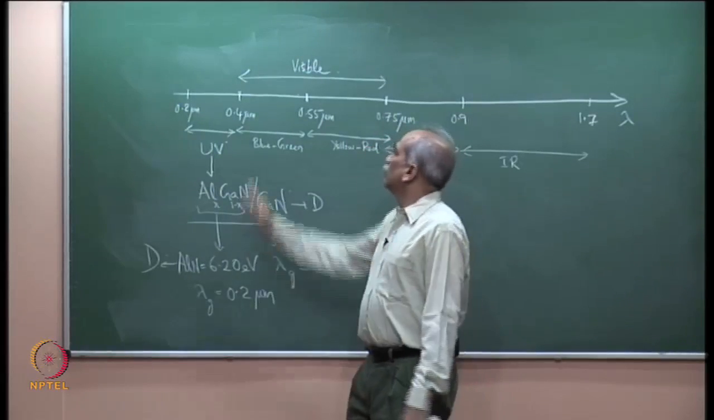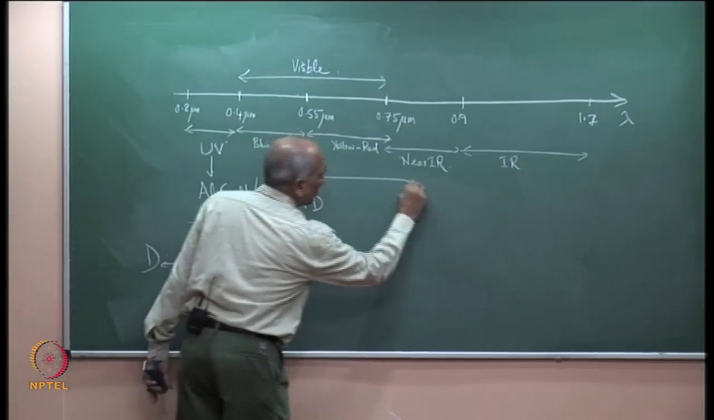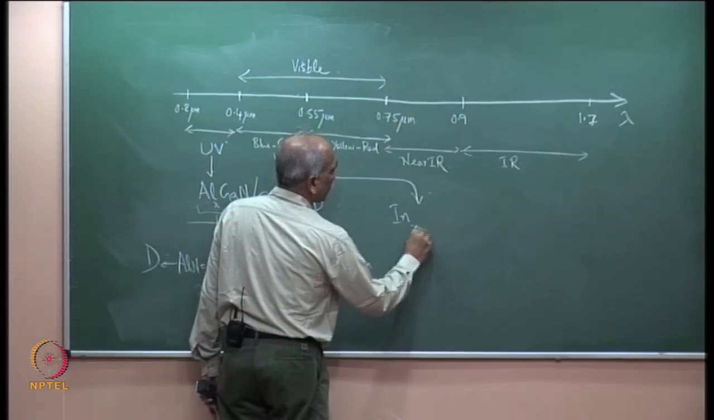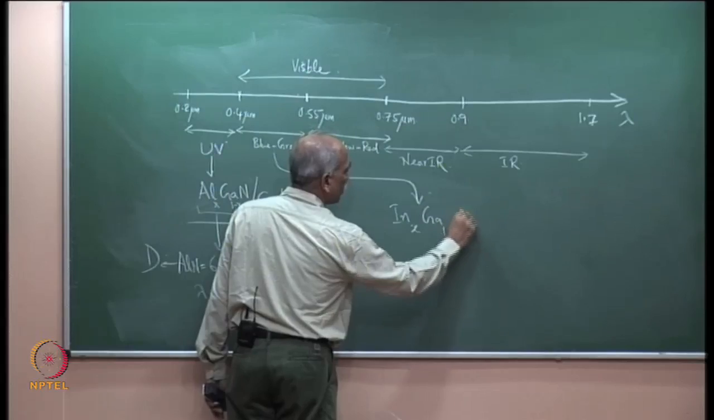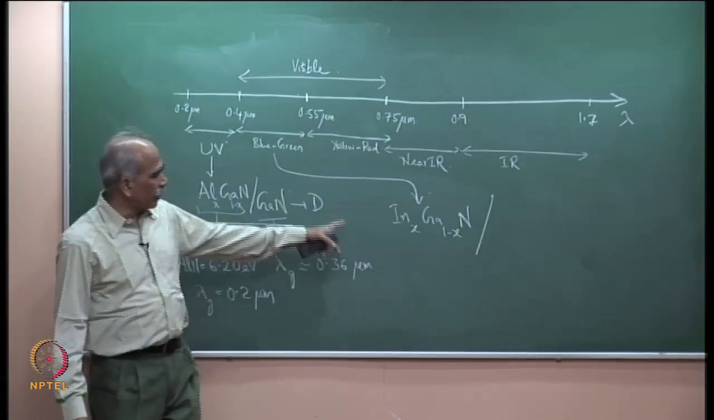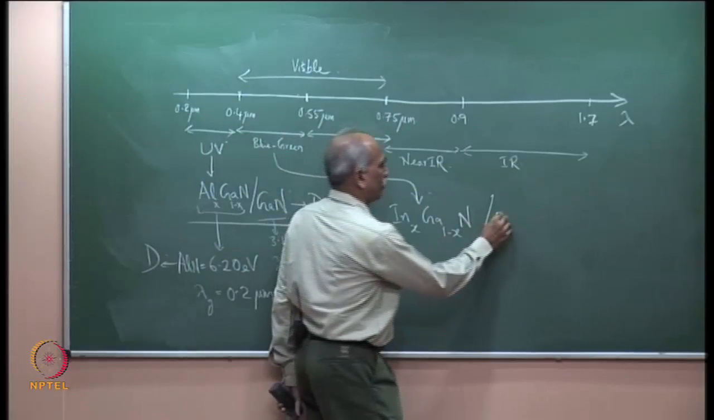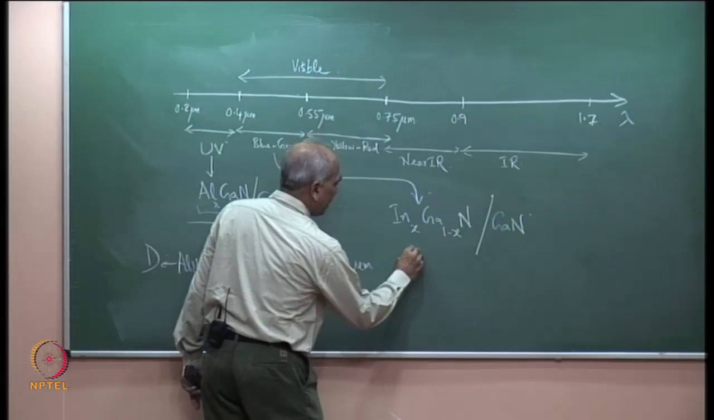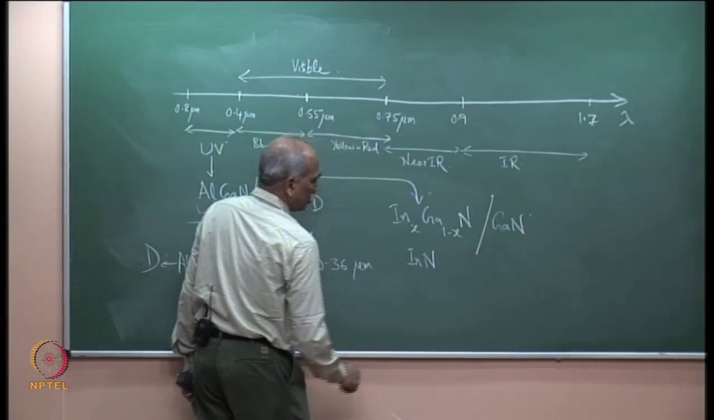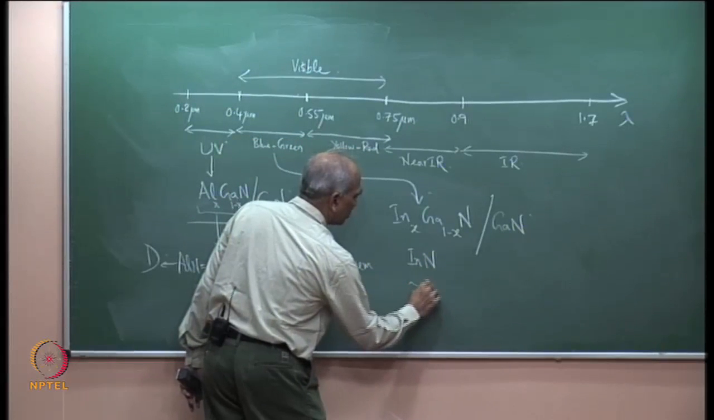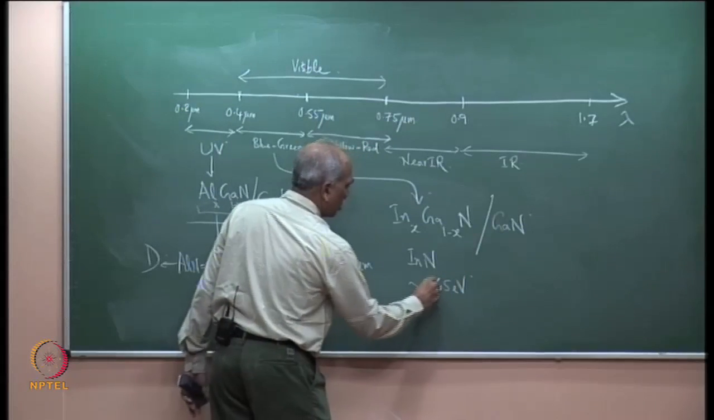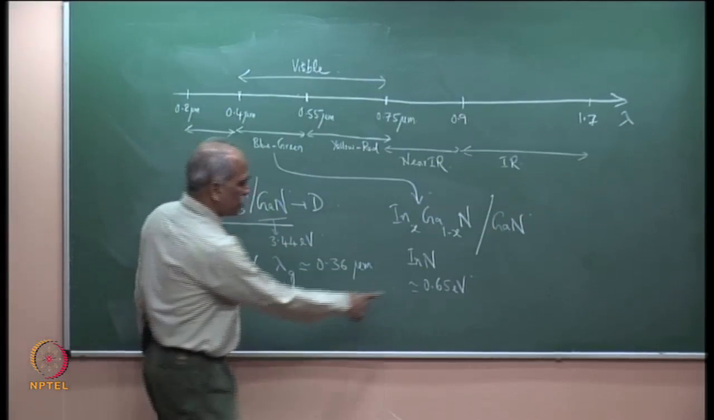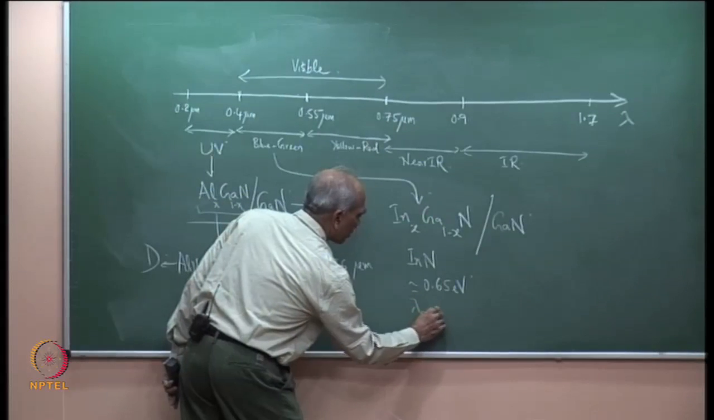Let me go to the next one, blue-green. Blue-green is indium gallium nitride, In_x Ga_(1-x) N, indium gallium nitride. What is the substrate? Gallium nitride. Indium nitride has a band gap of approximately 0.65 eV. Gallium nitride is 3.4, so it is about 0.36.